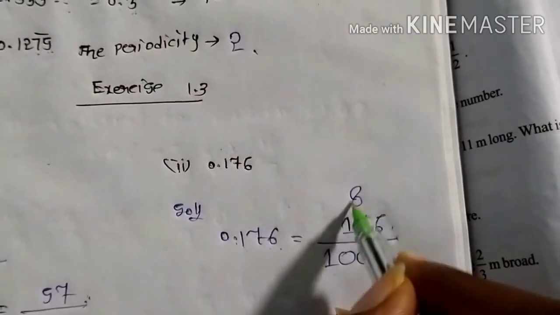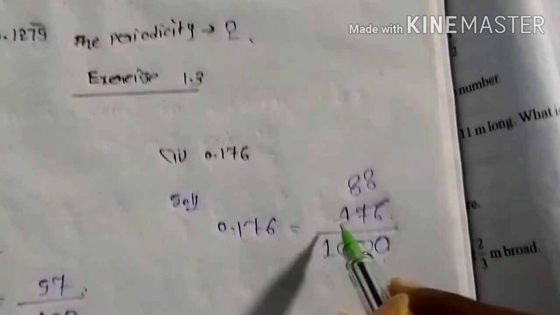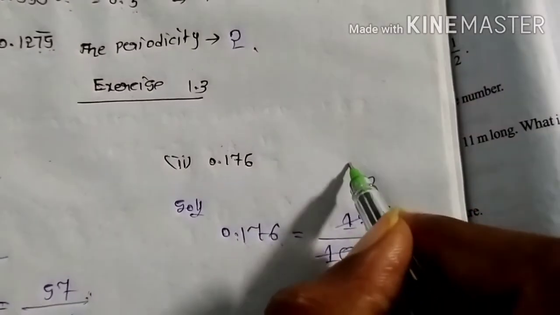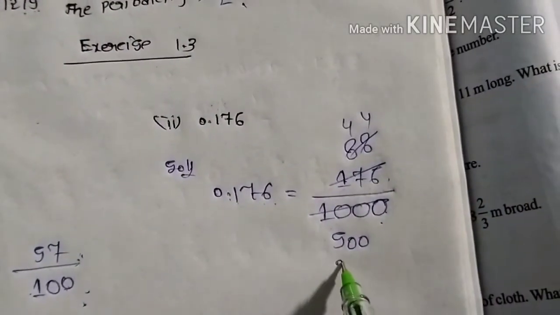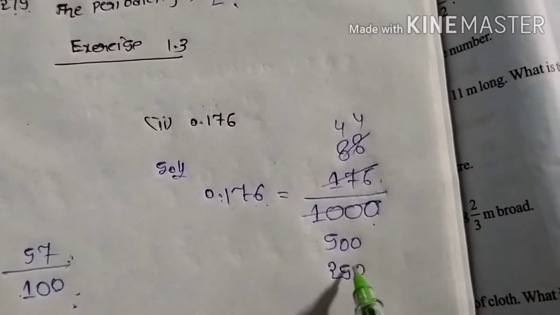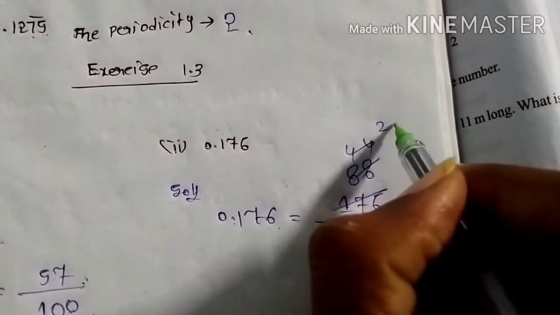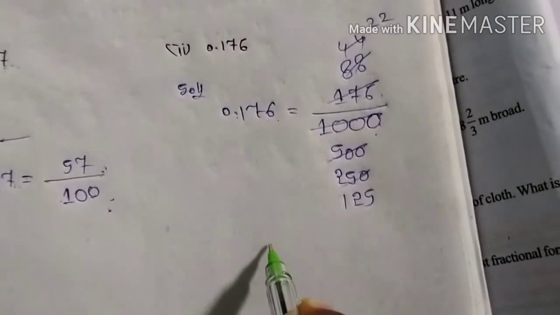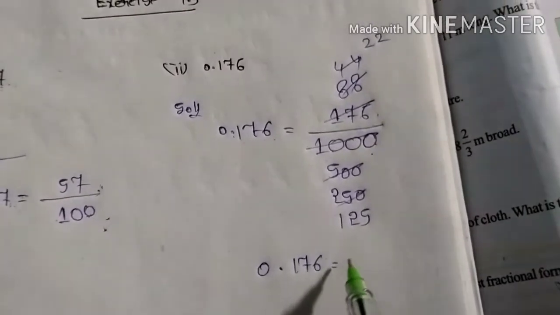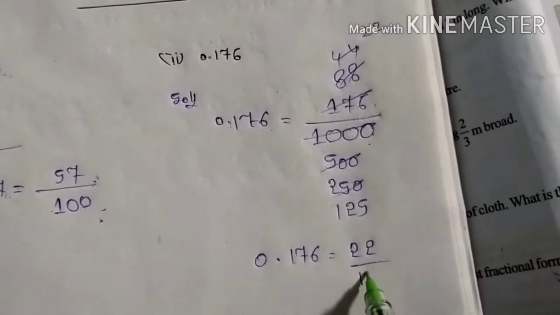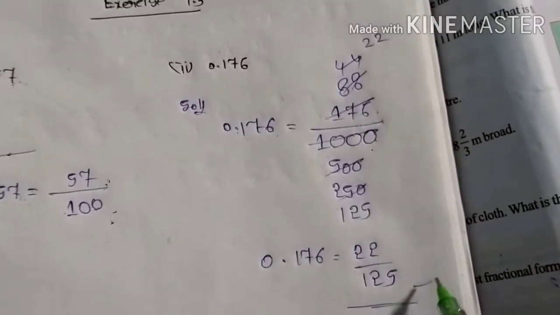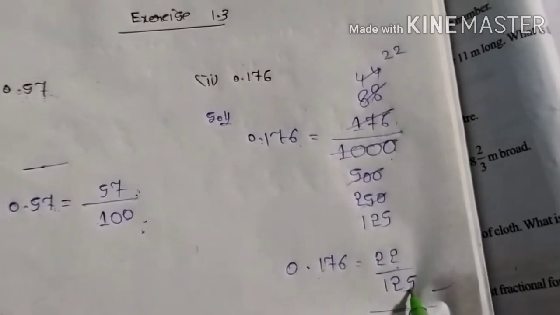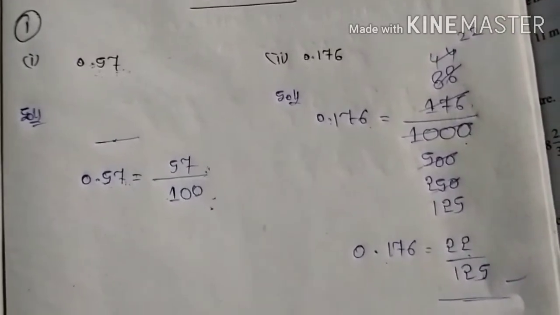Here 2 8s are 16, 2 8s are 16, 2 5s are 10. How much? You can write 2 zeros directly. 2 4s are 8, 2 4s are 8. Here how much? 2 2s are 4. 10 means 2 5s are 10. Next 2 2s are 4, 2 2s are 4. 2 1s are 2, 2 2s are 4, 2 5s are 10. That means 0.176 is equal to how much? Your answer is 22 by 125. This is a rational number. They are asking just to convert the decimal number to a rational number. This is your answer. In the similar way you can do the remaining problems.